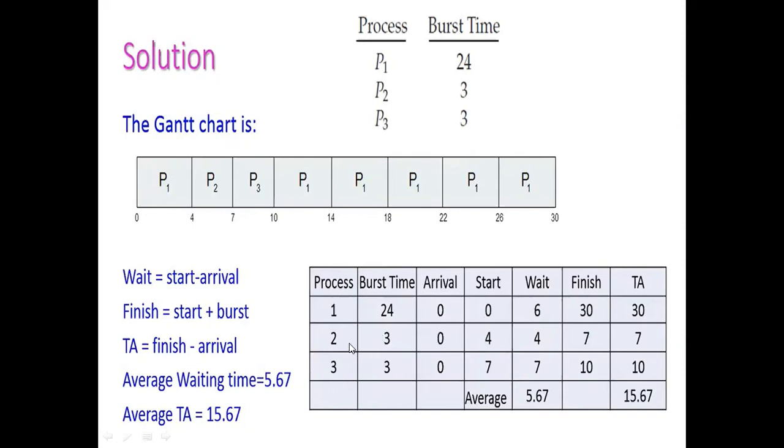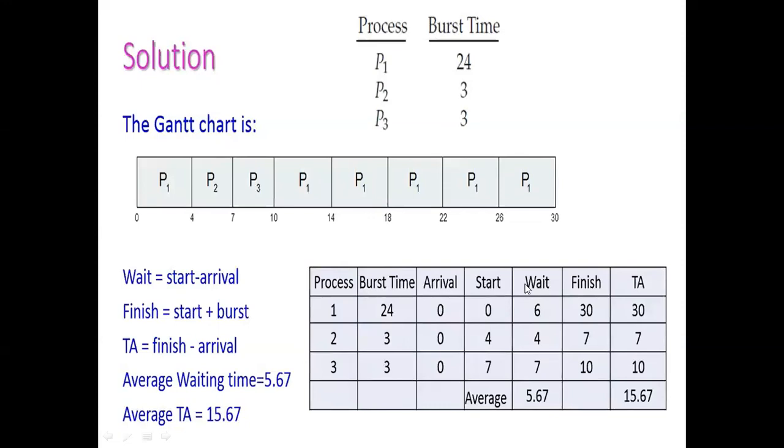And for the process P2, the waiting time is 4. It is not repeated again in the Gantt chart. So 4 minus 0, that is 4, is the waiting time for the process P2. And for the process P3, the waiting time is 7, and it is not depicted again, since 3 milliseconds is less than the 4 millisecond time slot, so the process finishes before the timer goes off. So the waiting time for the process P3 is 7.